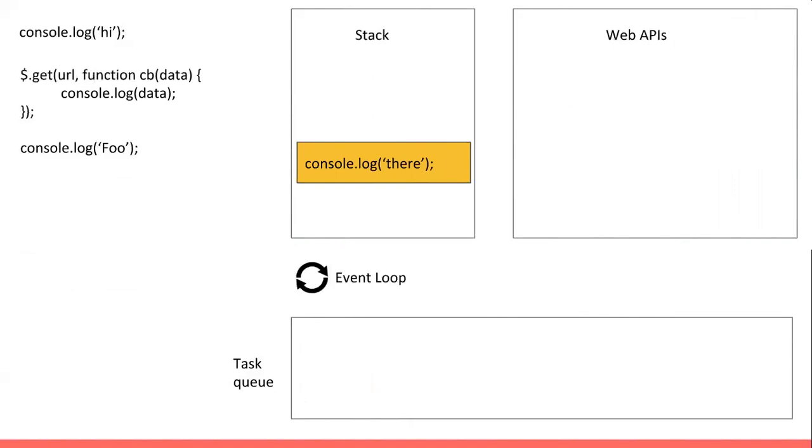So this is how the call stack, Web APIs, task queues, and event loop work in tandem to do what we want to do with JavaScript in the browser. If you're actually using Node.js, these web APIs will be replaced by C++ APIs available in Node.js.